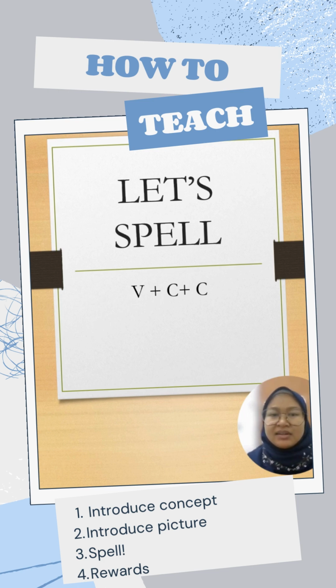Hi parents, let's get started with how to teach children how to spell words based on the pictures given. So remember, introduce the pictures, encourage the spelling, and then reward when they got it correct. So let's get started with the first example.